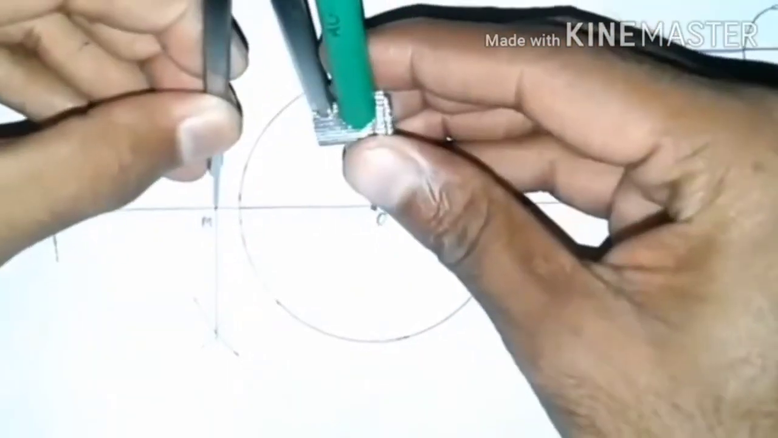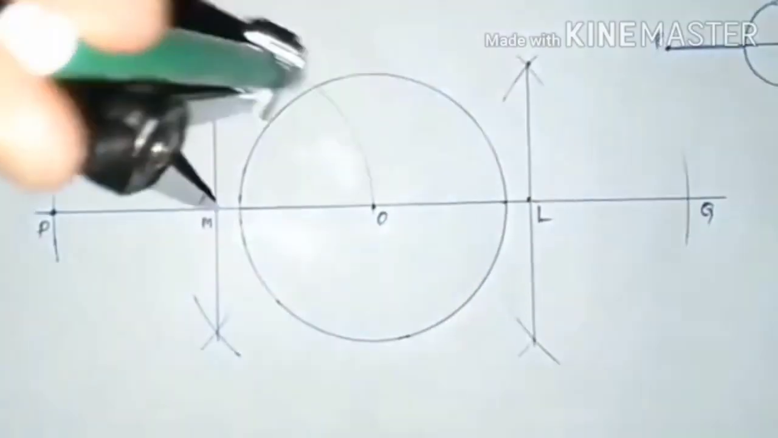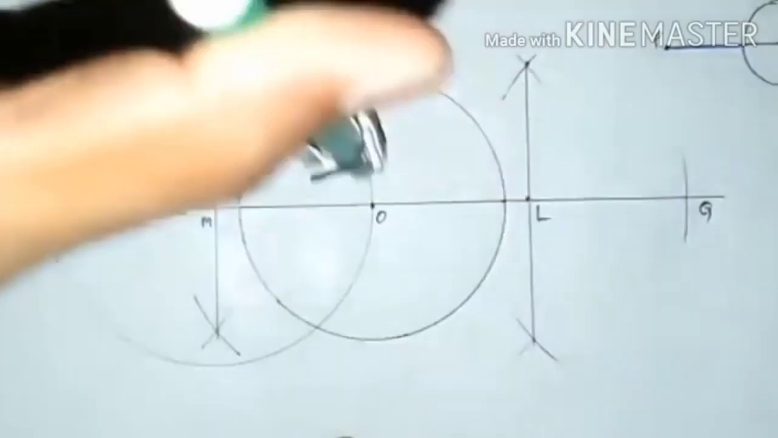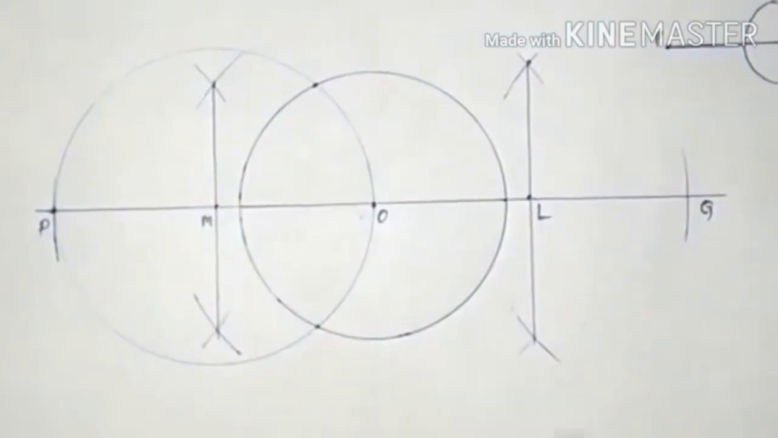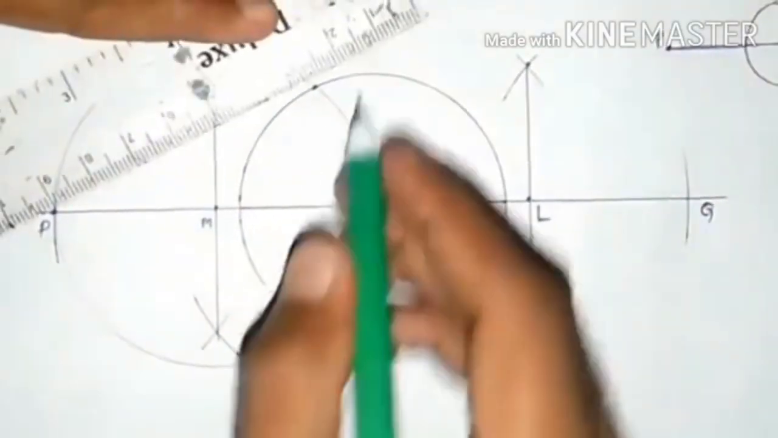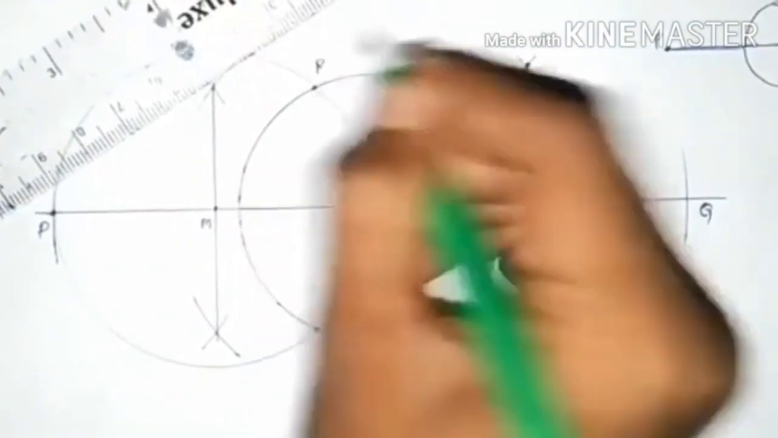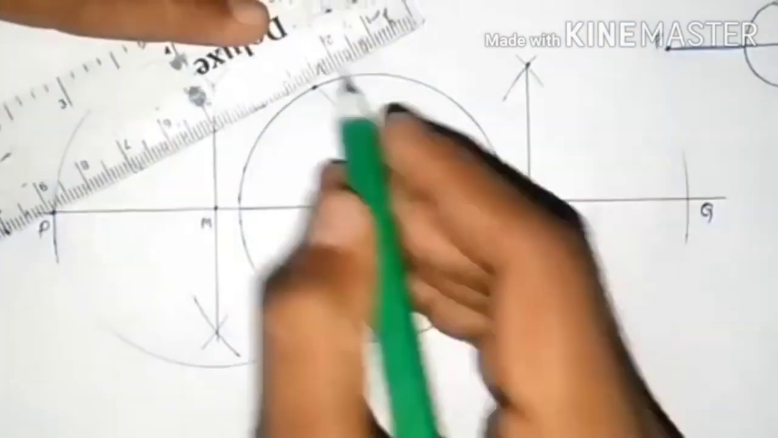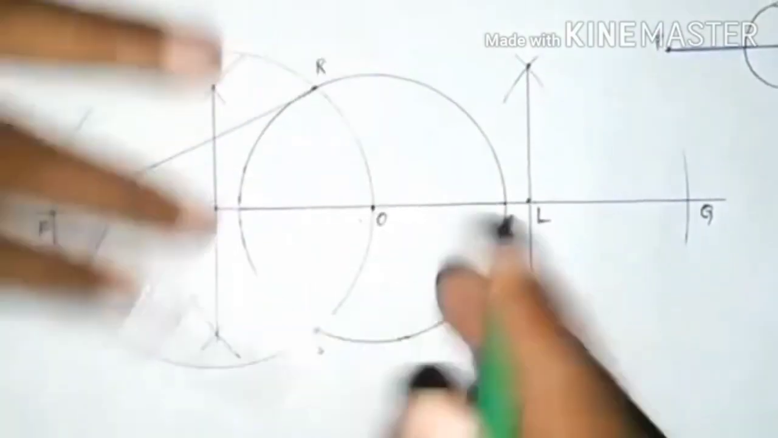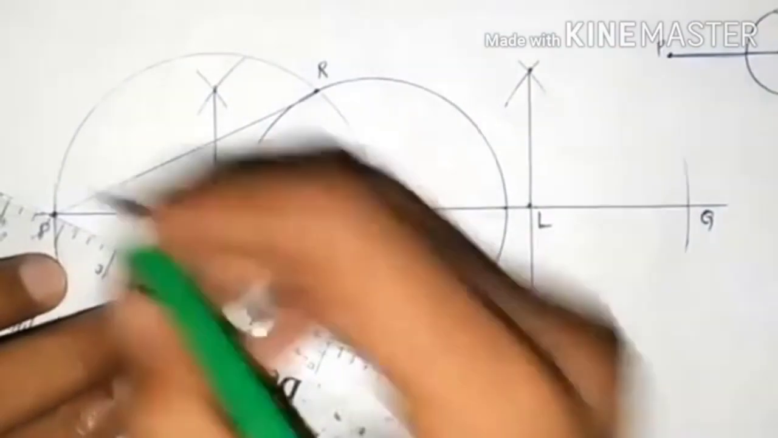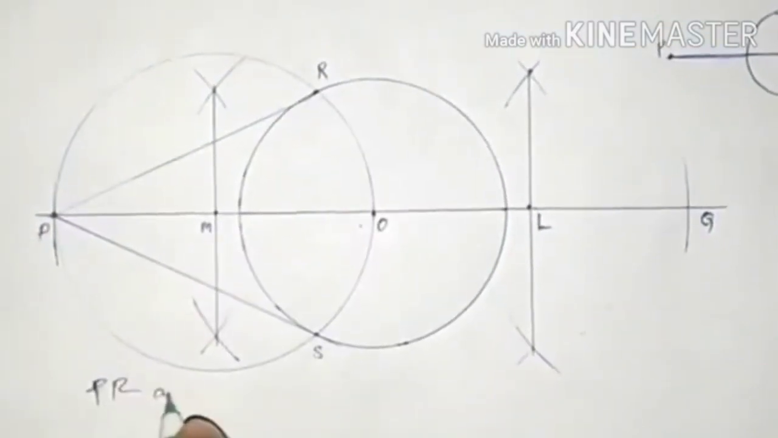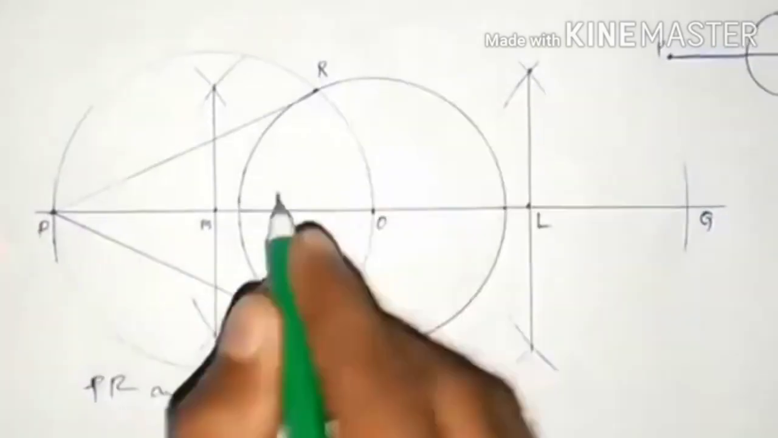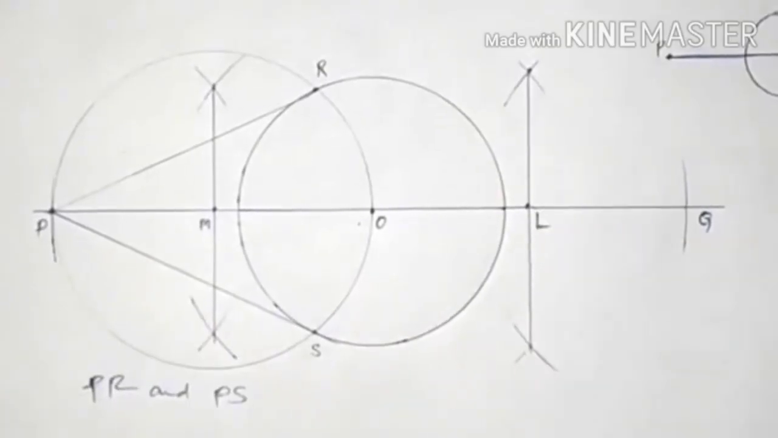Now with MP as radius and M as center, draw a circle, because we are going to draw tangents from P. So the point of intersection of two circles we can mark using the letters R and S. Join PR and PS. PR and PS are the tangents from the external point P. PR and PS are the tangents to the circle.